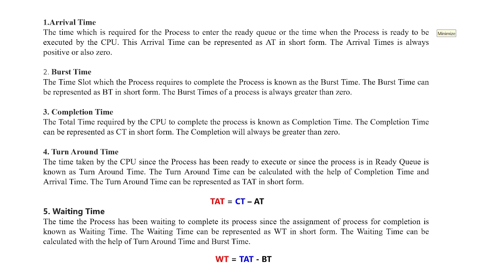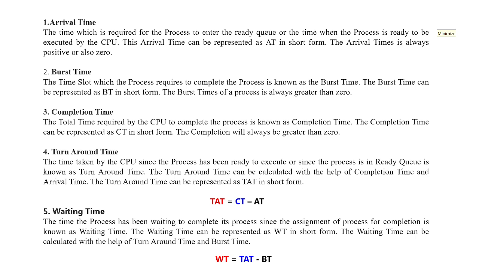Arrival time is the time at which the process arrives in the ready queue. It can be represented as AT. Burst time is the time required by the process for CPU execution, and it can be represented as BT in short form. Completion time is the time at which the process completes its execution, and it can be represented as CT.